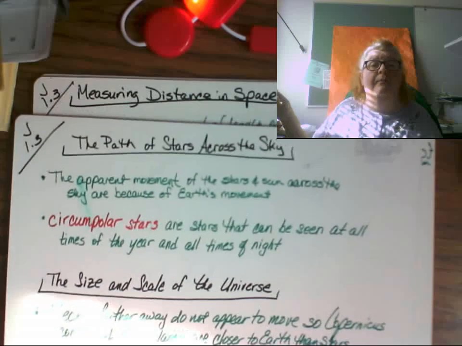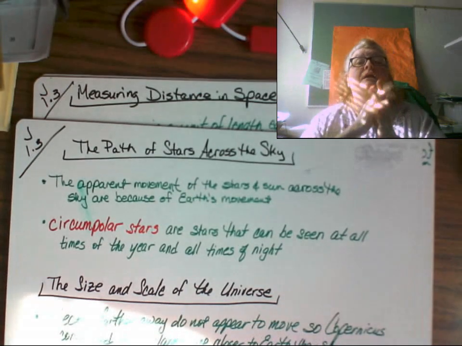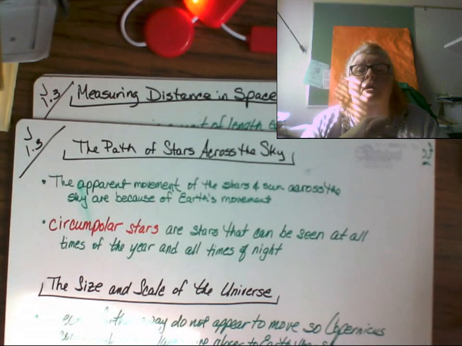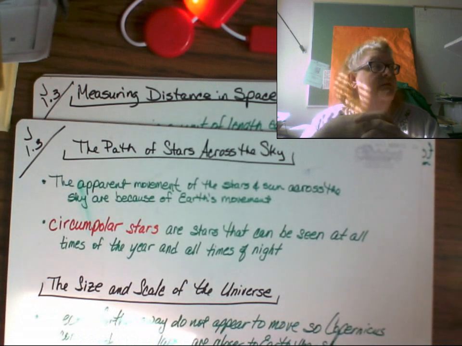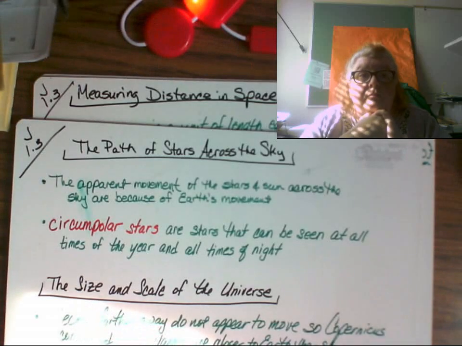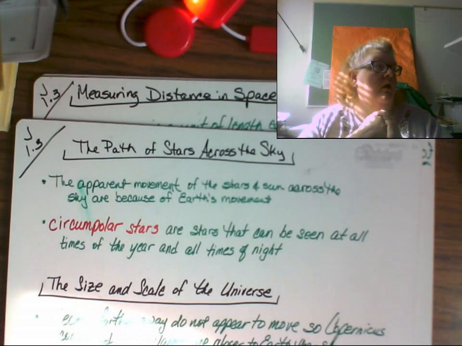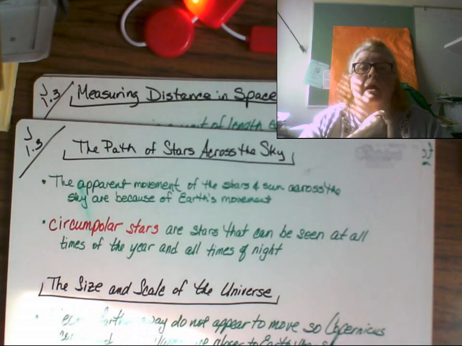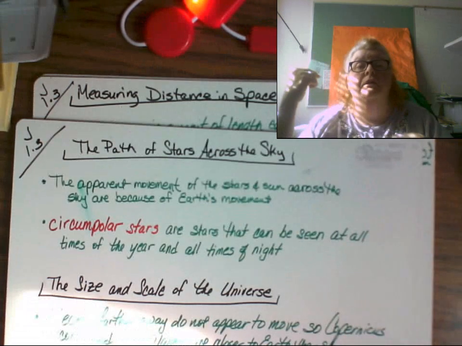Patterns across the sky. The path of stars across the sky. The apparent movement of the stars and the sun across the sky are because of Earth's movement. Okay? So, the stars aren't moving. Well, at least they are, but not so much that you can see. The stars are actually just hanging out, and we are moving.